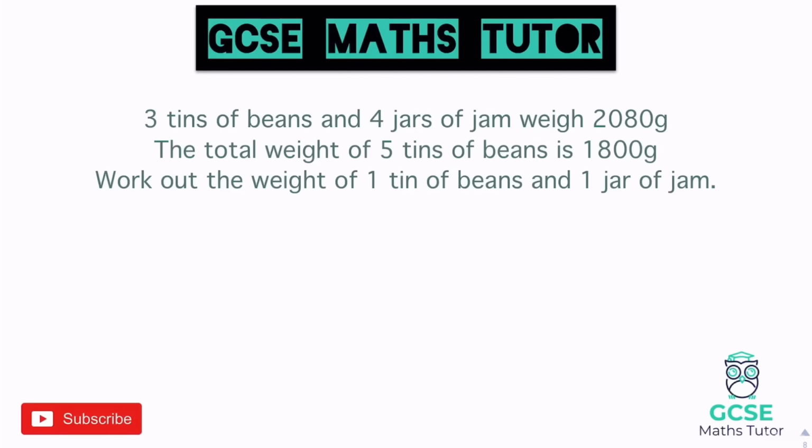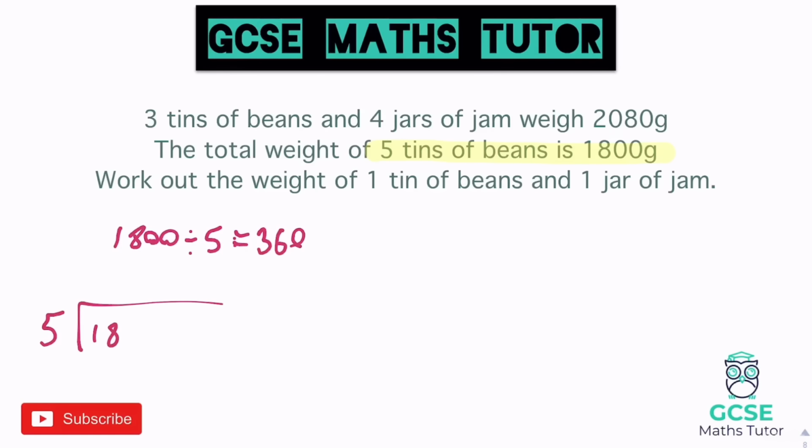3 tins of beans and 4 jars of jam weigh 2,080 grams, and the total weight of 5 tins of beans is 1,800. Work out the weight of 1 tin of beans and 1 jar of jam. Well, straight away we can work out the weight of 1 tin of beans from this, because it says 5 tins of beans is 1,800. So if we do 1,800 and divide it by 5, we get the answer 360. There we go. We might have to do a bit of bus stop for that, but we can do that.